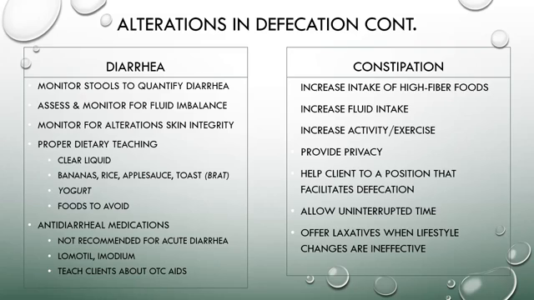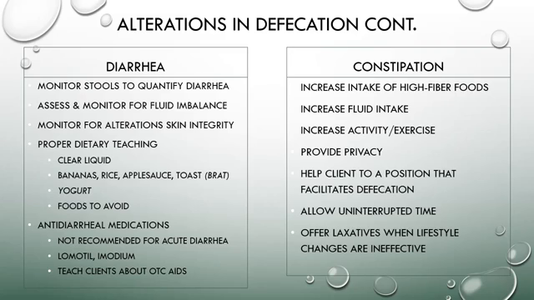Movement causes good motility. We're going to provide privacy because, again, a lot of times the privacy issue could be why they're not going. Right? They're ignoring that urge to defecate because they don't have enough privacy. And we're going to help the client into a position that facilitates defecation. Okay. Again, an upright position. Okay. And then allow uninterrupted time. Allow them time to use the toilet, especially after meals.